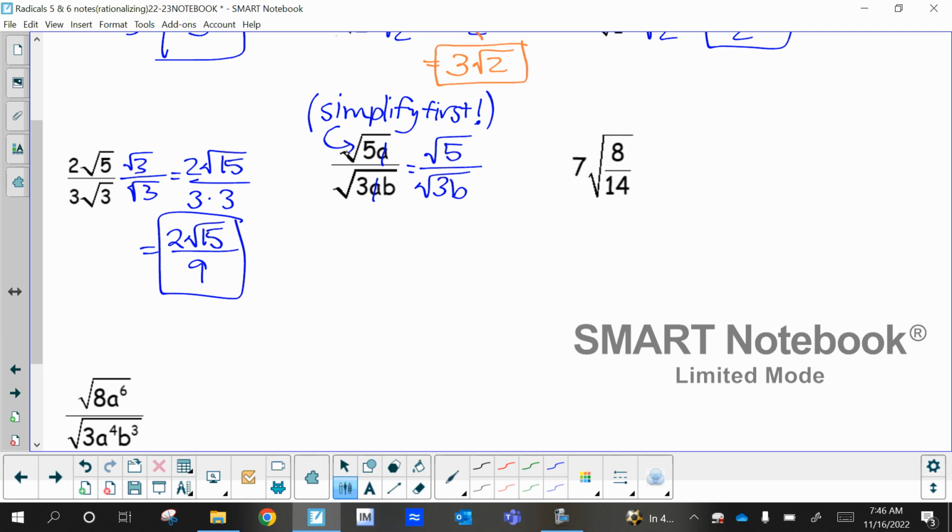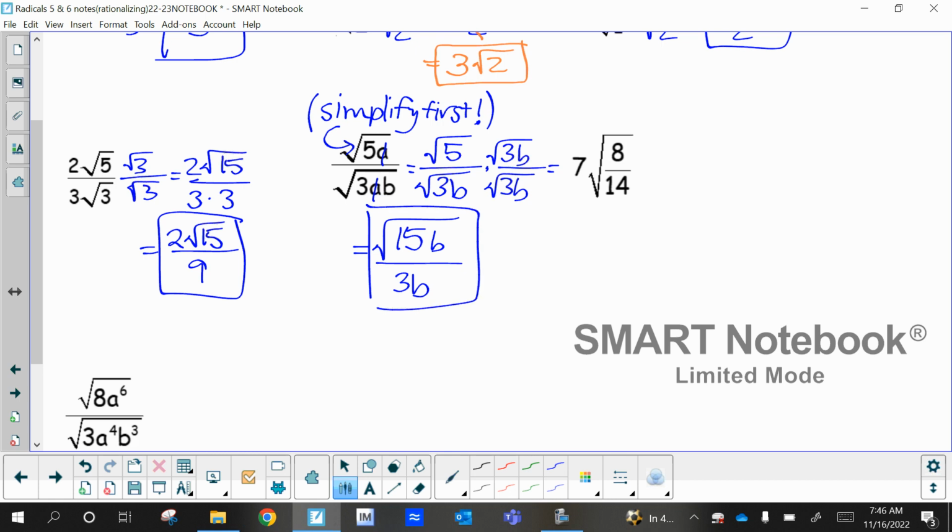So now I'm going to multiply by radical 3b over radical 3b. Okay, and then down here I'm going to get radical 15b over just 3b. And that's it. You can't simplify anything else, so that's going to be my final answer. All right, let's go to the next one.